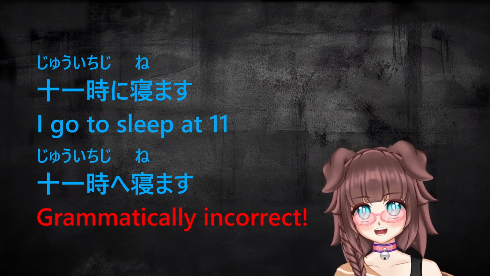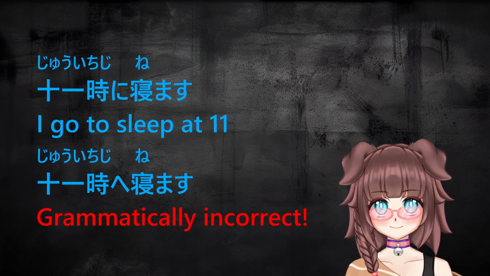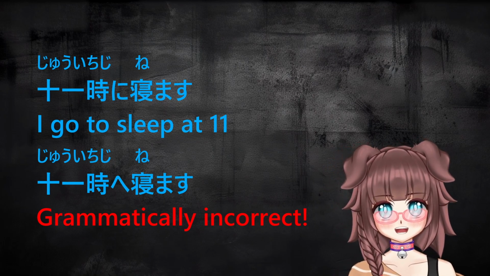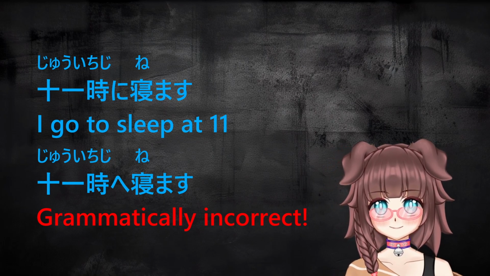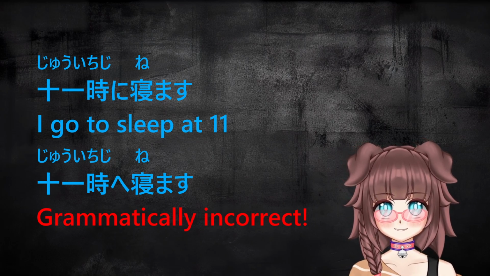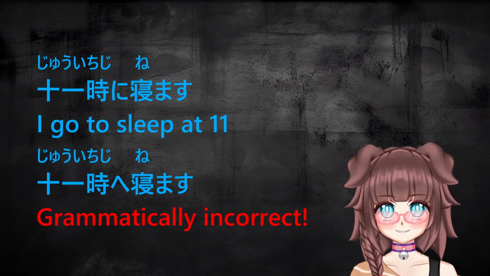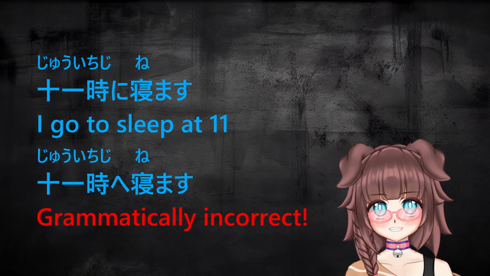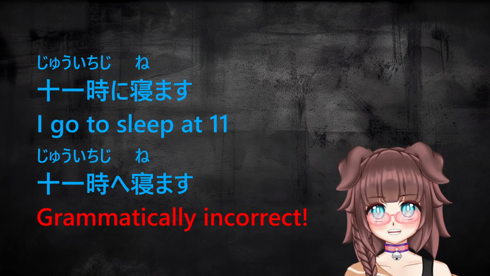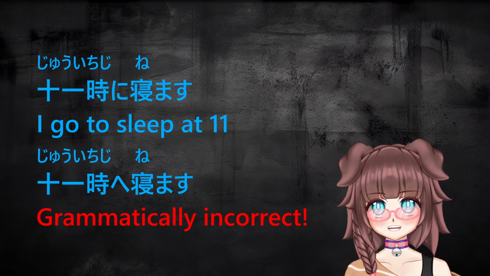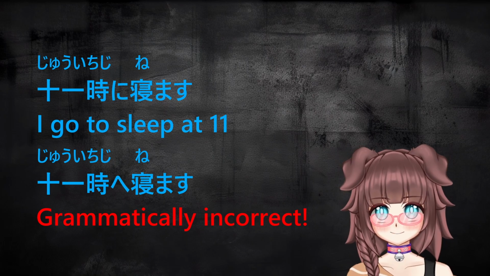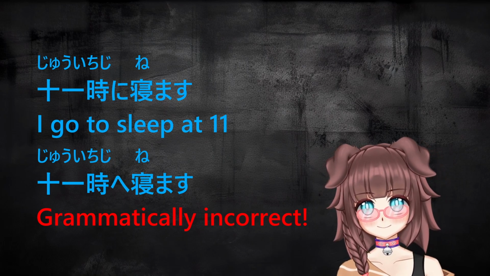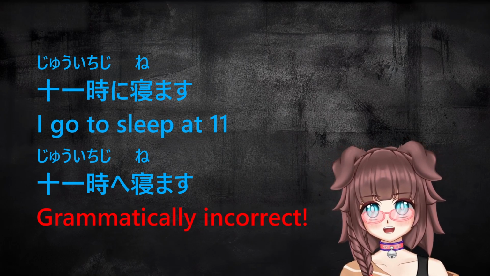In other words, ni has a much more broad range of uses, and yet it's also at the same time weirdly more specific, since it can be used to locate things in space and in time, while e is only going to be used in cases where something is traveling or someone is going somewhere. Let's look at another example.